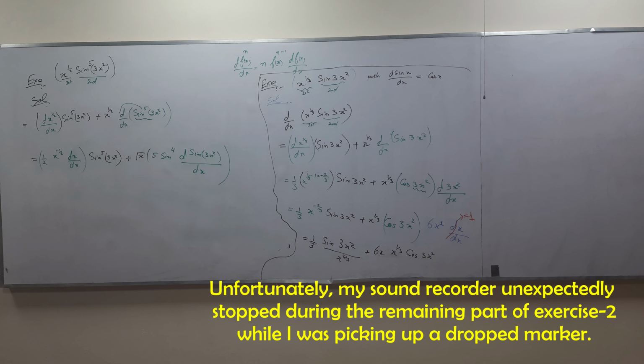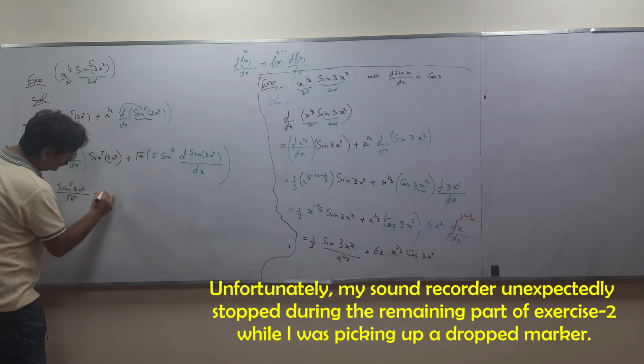Okay, so derivative of dx with respect to dx is equal to 1. So 1 by 2 sine 3x squared power 5, divided by the square root of x. Done. Okay.